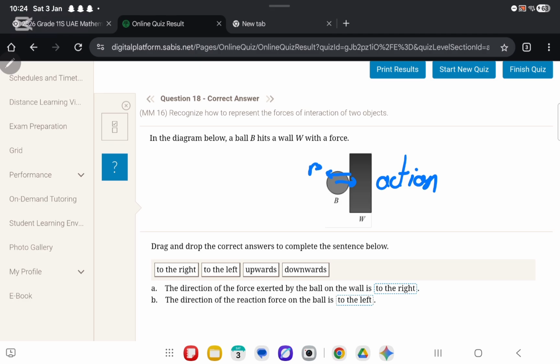The reaction will be the wall exerting a force on the ball. So this here is the reaction on the ball, because the wall is hitting the ball. Think of it like throwing something in your room right now. I'll throw my headphone case.